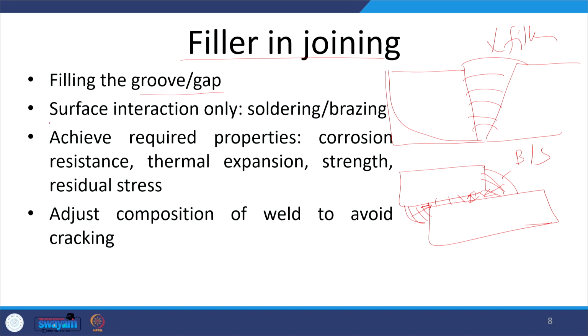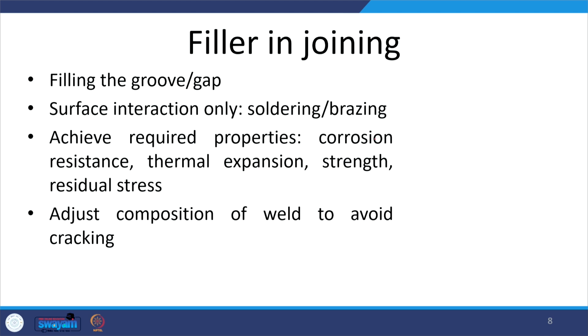So, surface interaction, the filler metal in case of brazing and soldering interacts with the base metal. There is no fusion or melting of the faying surfaces of the base metal, only filler metal melts, leading to the development of certain interfacial compounds at the interfaces, that in turn helps in development of the reasonably good joint. Achieving the desired properties: corrosion resistance, thermal expansion, thermal strength, strength, and the residual stresses.